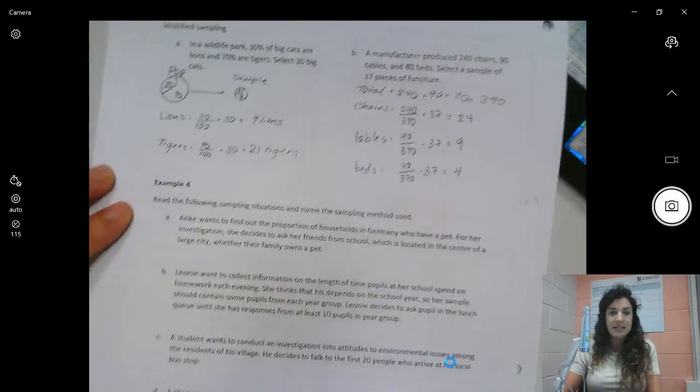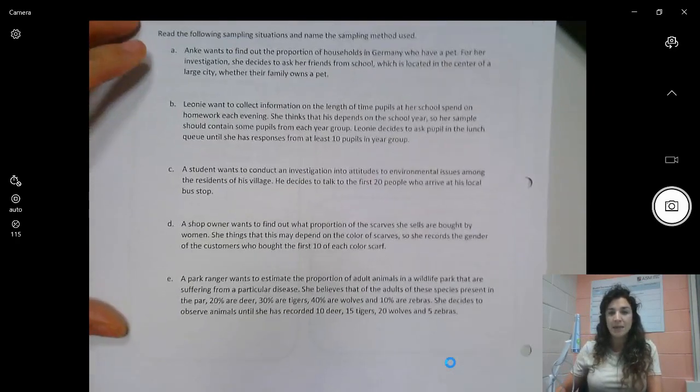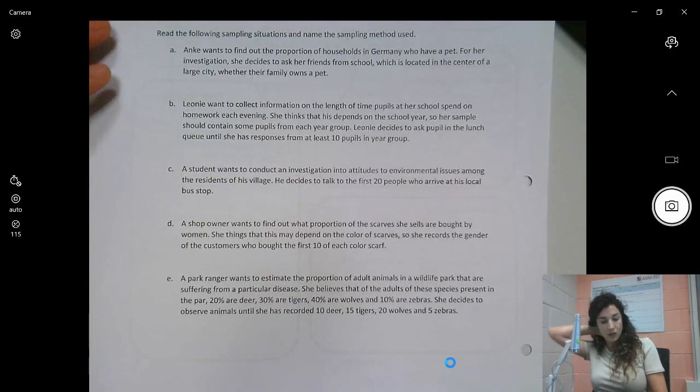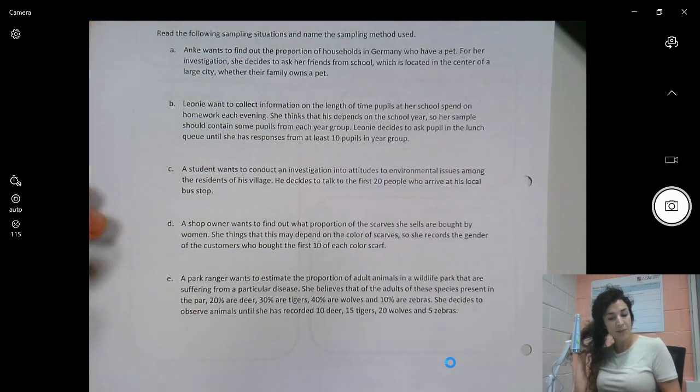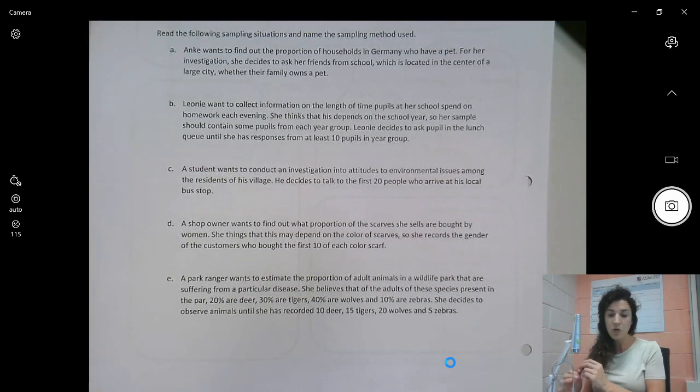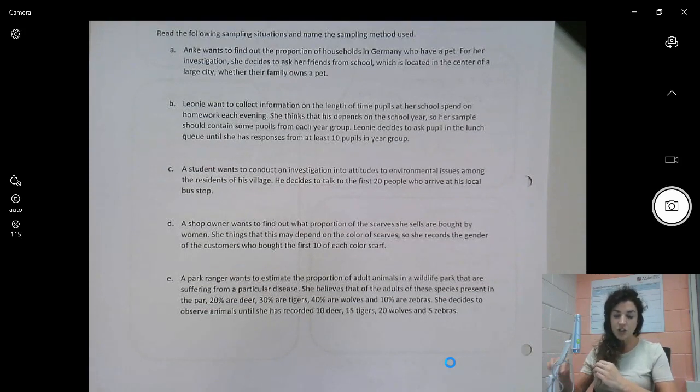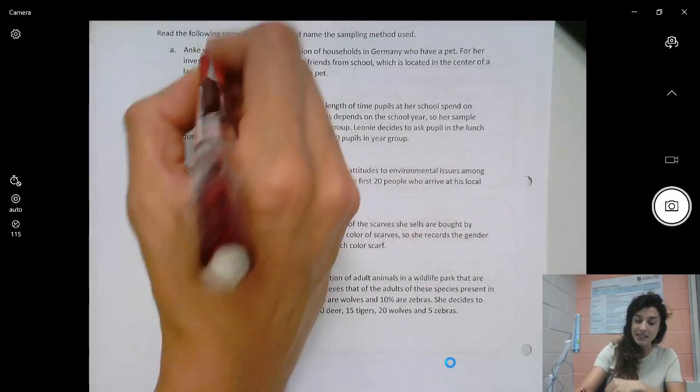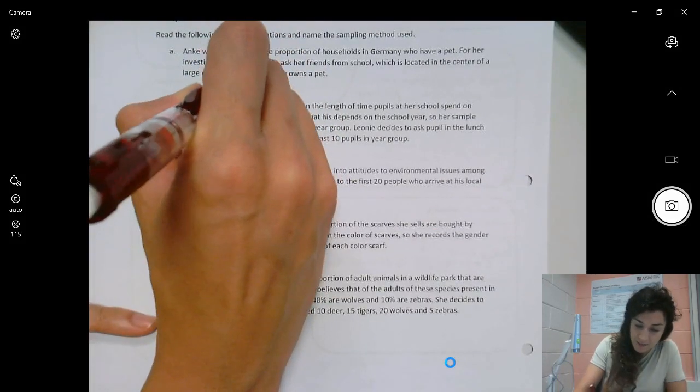So we've got a couple different sampling situations, and we're going to name the sampling method used. Anke wants to find out the proportion of households in Germany who have a pet. For her investigation, she decides to ask her friends from a school, which is located at the center of a large city, whether their family owns a pet. So asking her friends means that she's asking a population that is convenient. So this is non-random, convenient sampling.